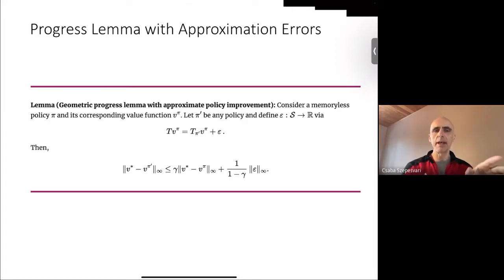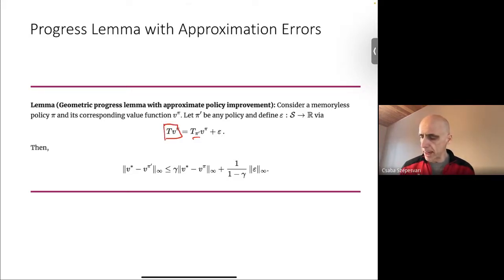And the approximation error can be defined in many ways. One way of defining that is what's shown here. So if pi prime was really greedy, then it would hold that T of v pi is equal to T of pi prime v pi. But it's not, so then there is an error. So it's natural to define the error as the difference between the two things, the left-hand side and the right-hand side.